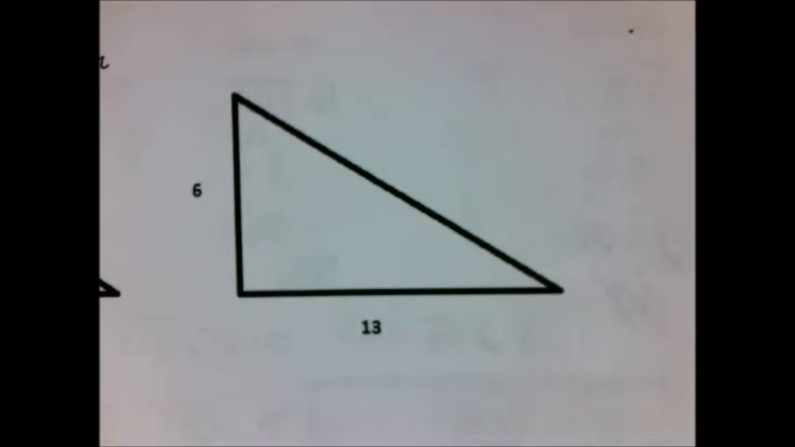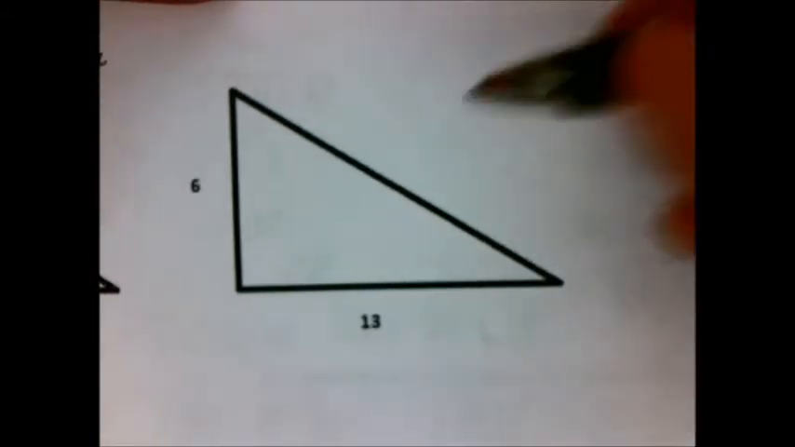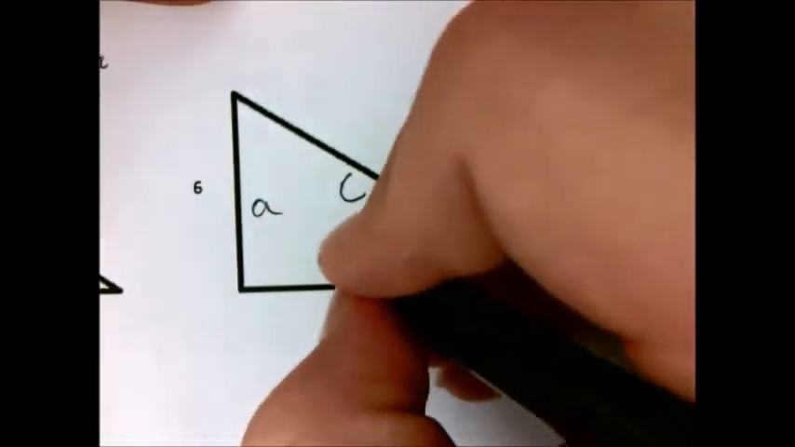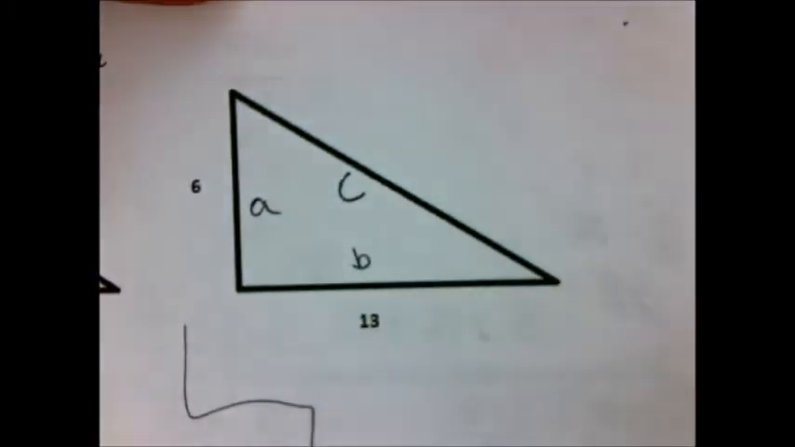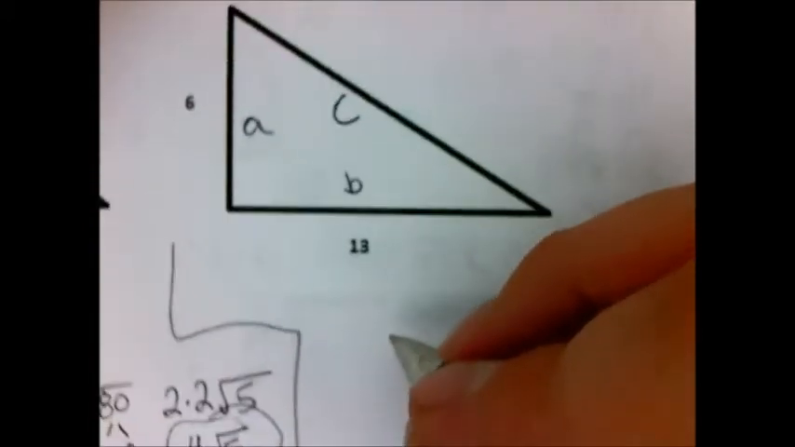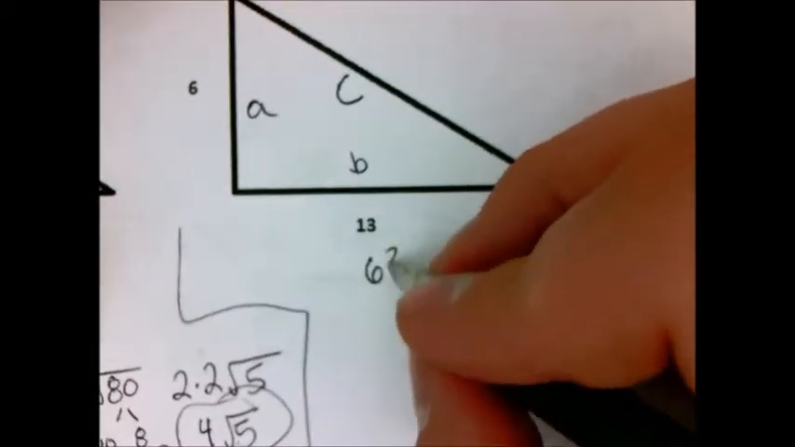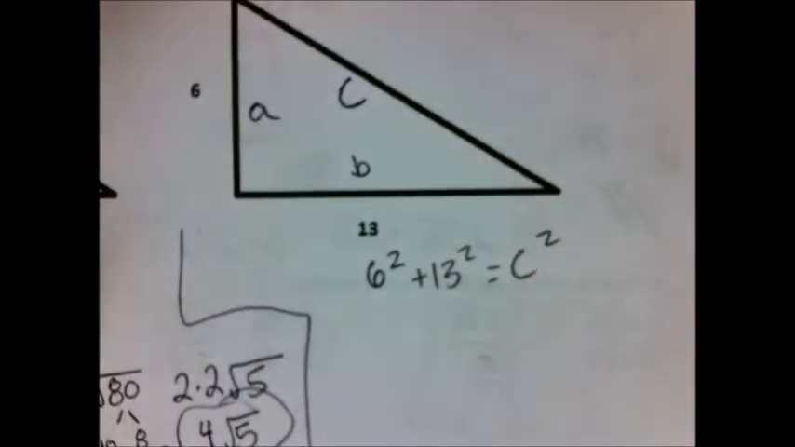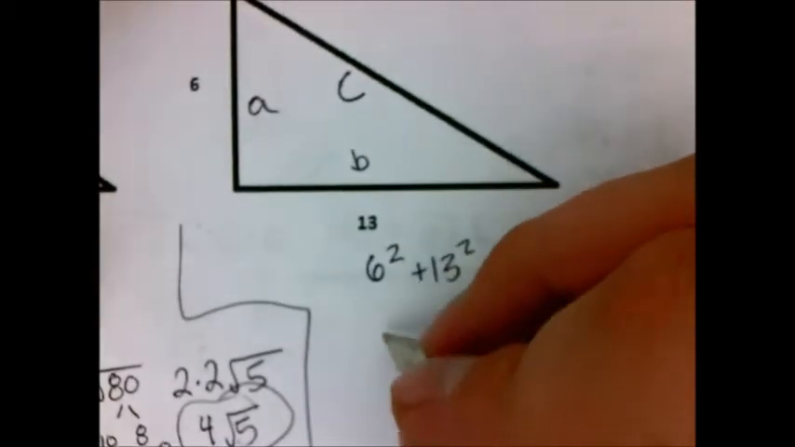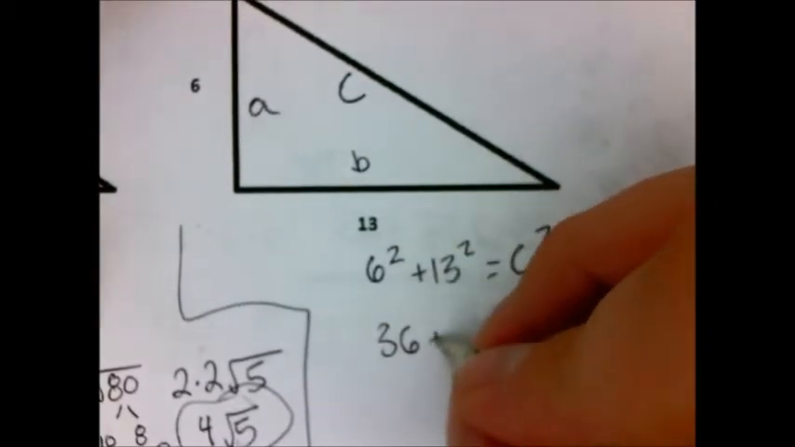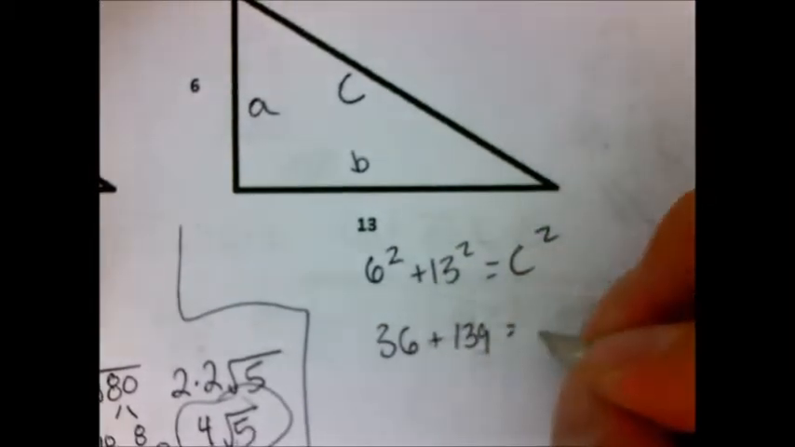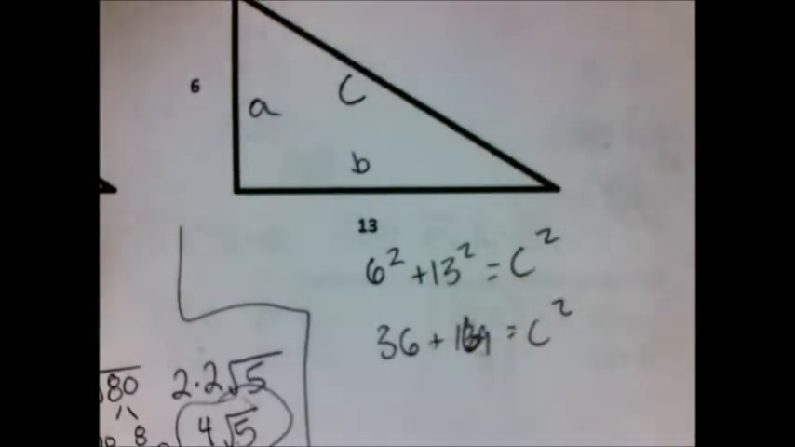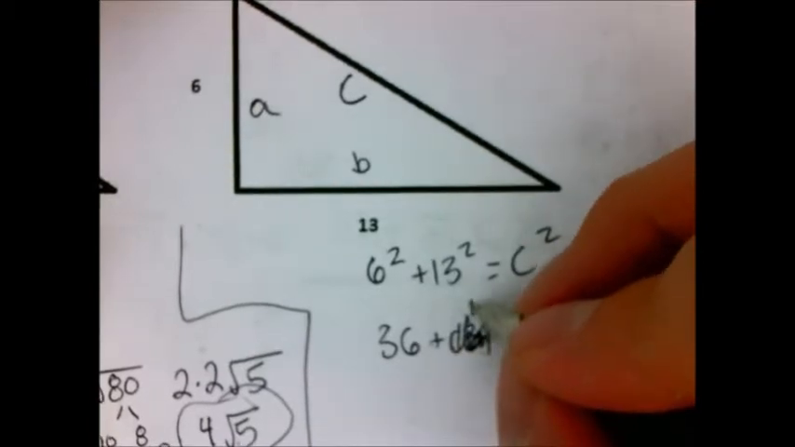Alright, let's do the next one. Remember, C is always diagonal, so that's the unknown. A, B. So we're going to say 6 squared plus 13 squared equals C squared. 6 squared gives you 36. 13 squared is 139 equals C squared. 169. So apologize, it should be 169.